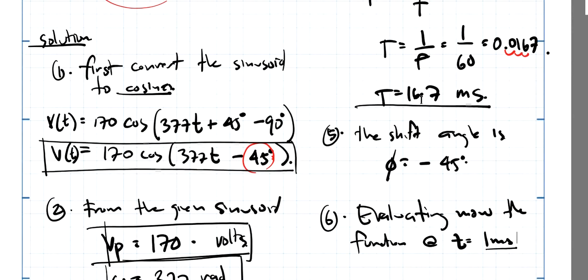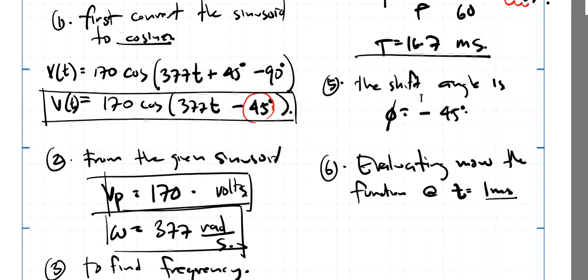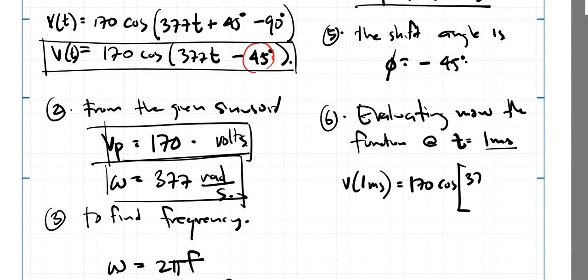Okay, so to do that, let's write it here. V of t actually evaluated at 1 millisecond, or 1 ms, and again we need to be in the base units, that should be in seconds. So this is 170 cosine of the radians per second. So what's the radians per second, or the angular frequency? That's 377. And we need to convert this radians per second in terms of degrees. So how do we do that?